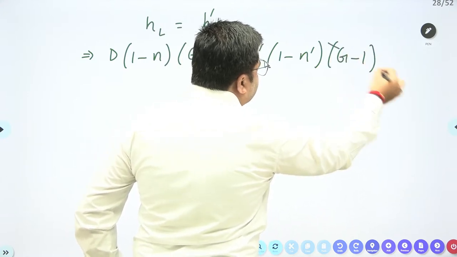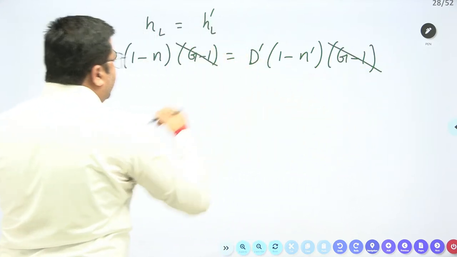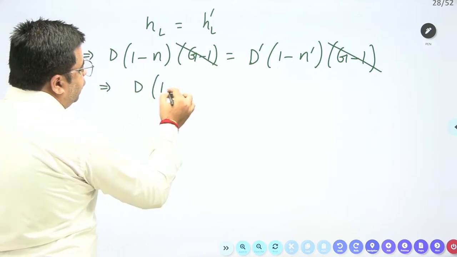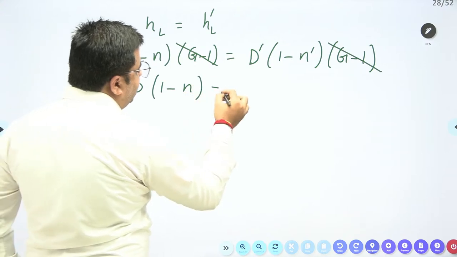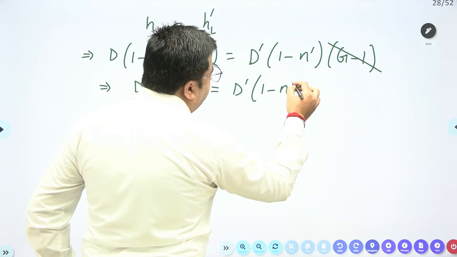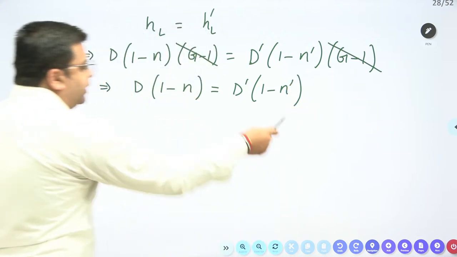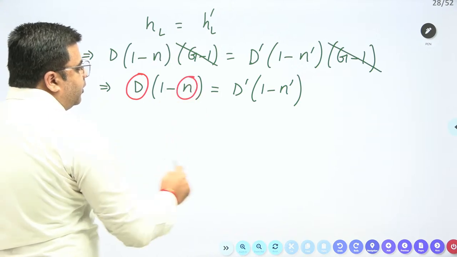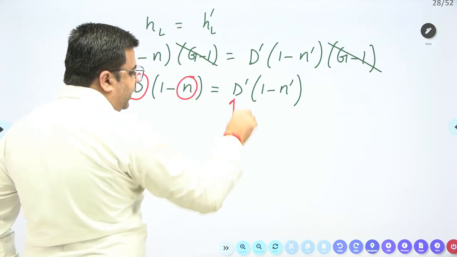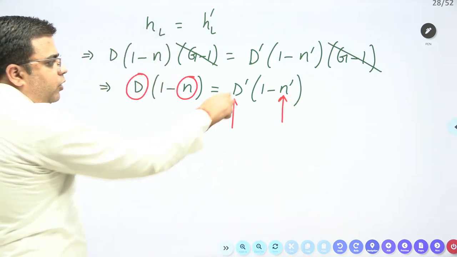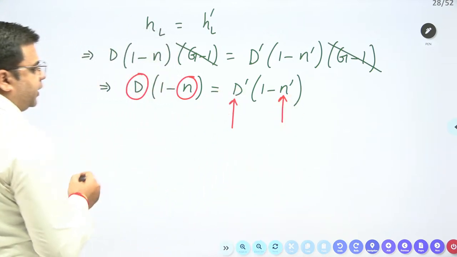So this G minus 1 and G minus 1 cancel out, and you have the expression: depth of the unexpanded bed into (1 minus porosity of the unexpanded bed) is equal to depth of the expanded bed into (1 minus porosity of the expanded bed), right? In this expression, we know the value of D, we know the value of N, but we need to calculate the value of D dash, and we also need to calculate the value of N dash.